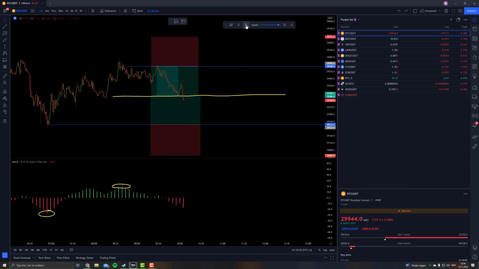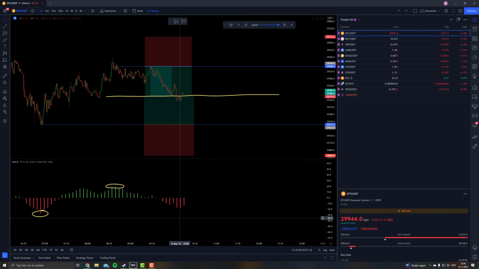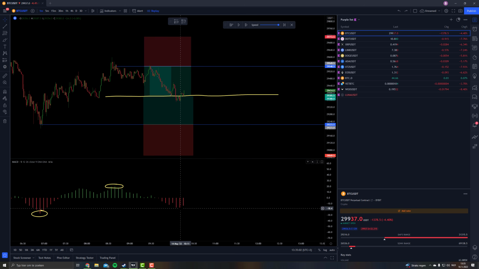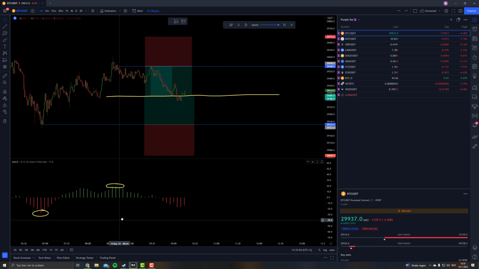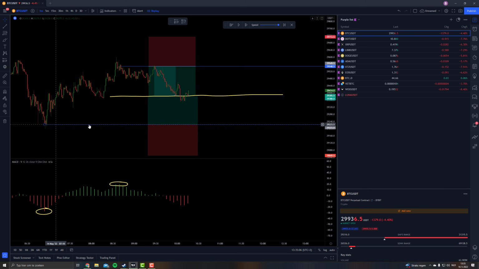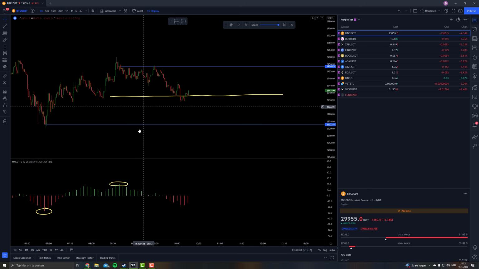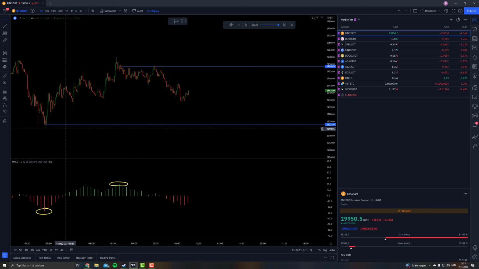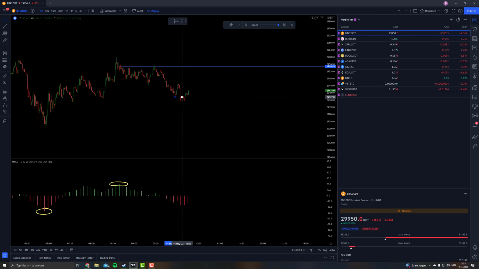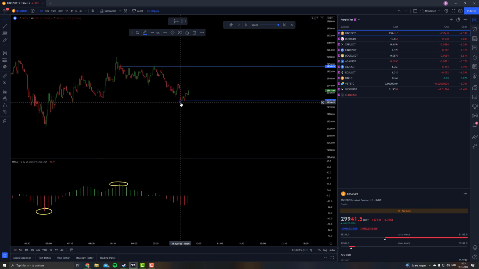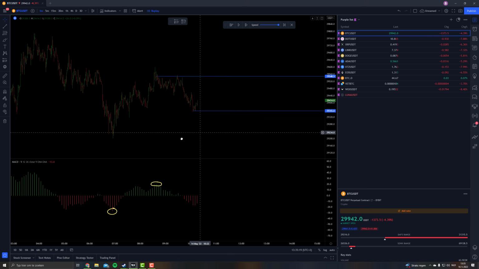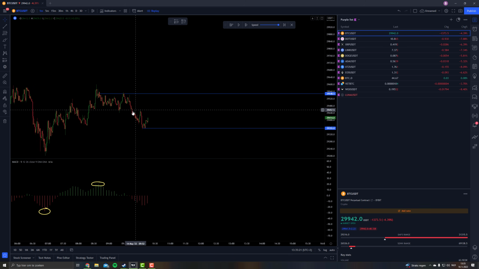If you go forward, you can see that there is a new low made. So what we do, let's remove this and this line. We move our ray towards the point of the last swing low. So right now the new trading zone is going to be in between these two lines.